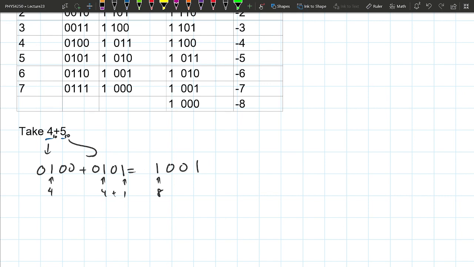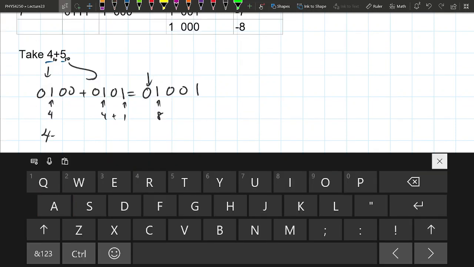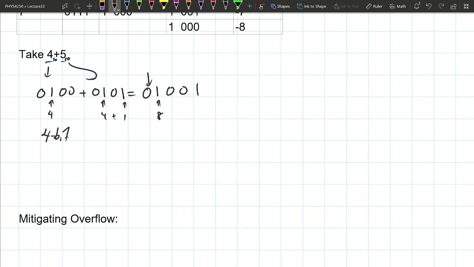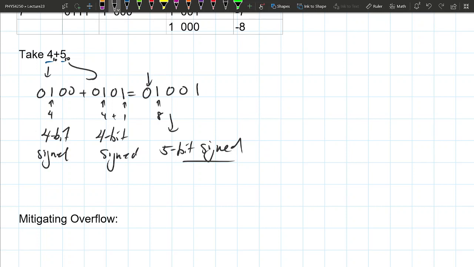Okay, and therefore, you have two 4-bit signed integers. This is a 4-bit signed integer, this is a 4-bit signed integer, and this creates a 5-bit signed integer. See that?